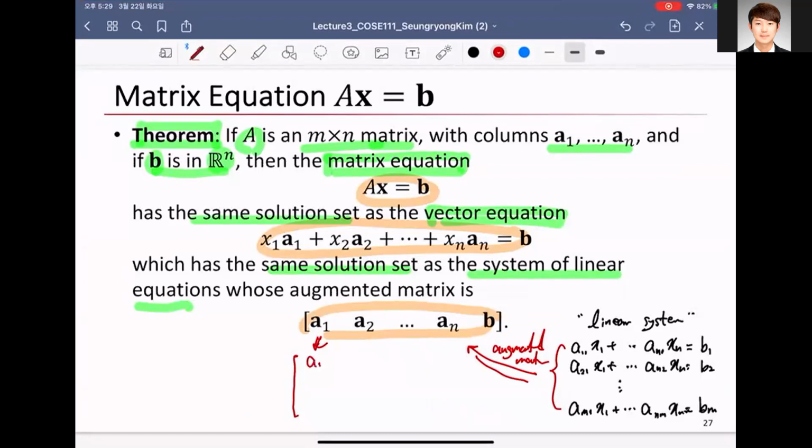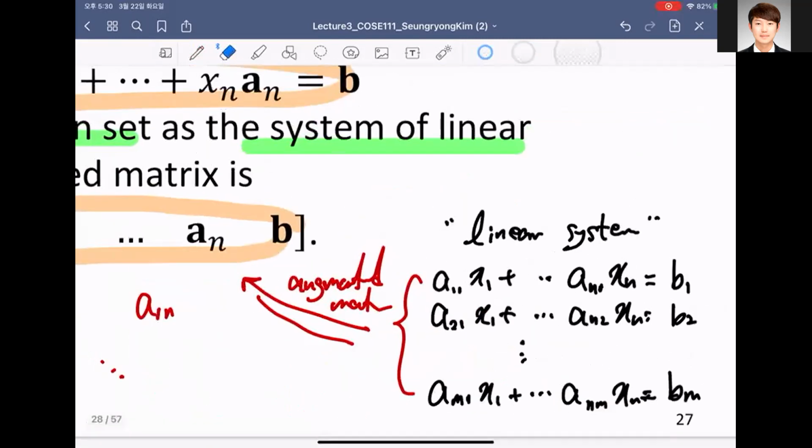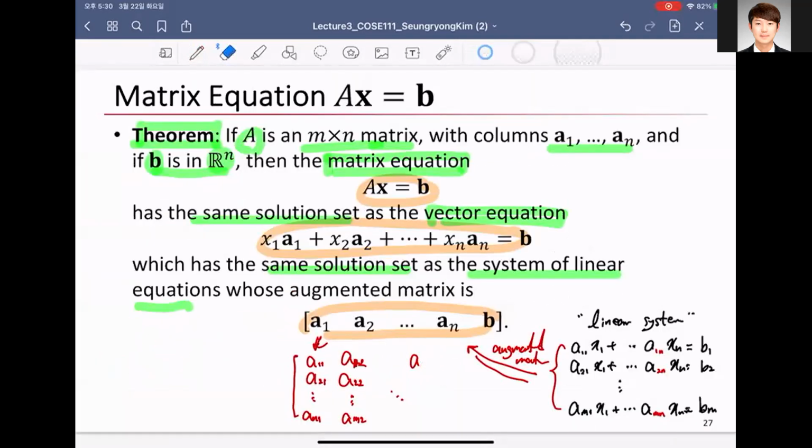Our augmented matrix in this case is going to be a11, a21, ..., am1, then a12, a22, ..., am2, and so on up to a1n, a2n, ..., amn, and then b1, b2, ..., bm, right? This is the augmented matrix form of our linear system.